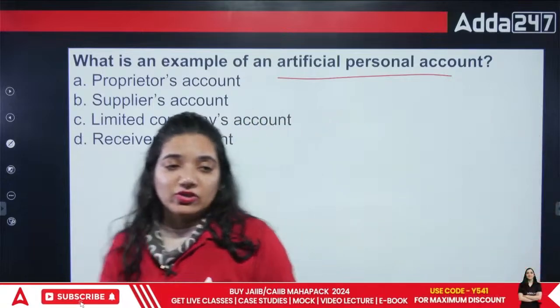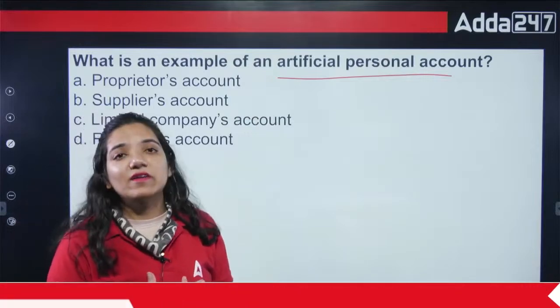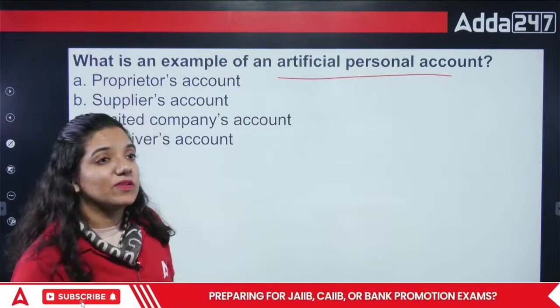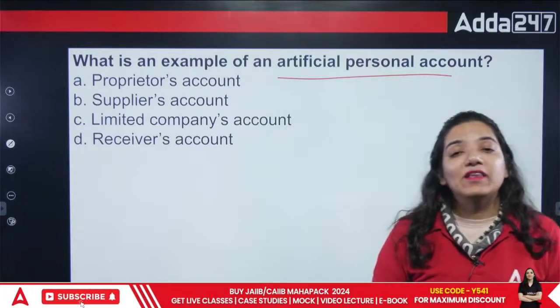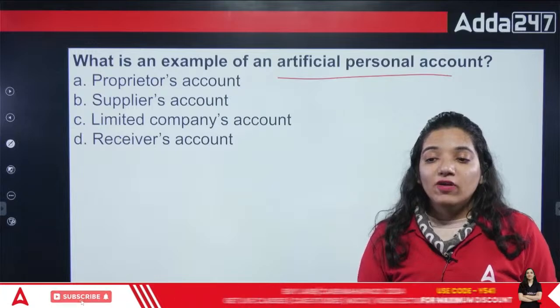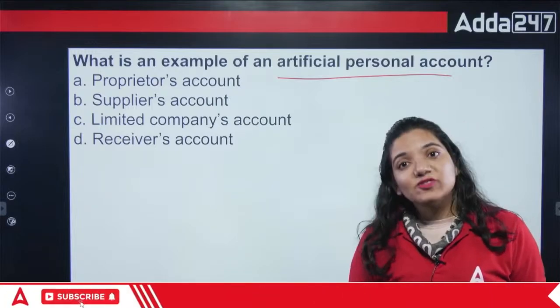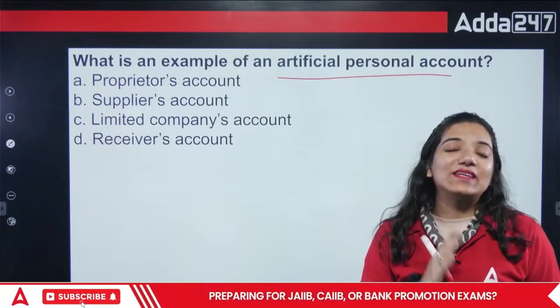Then what is artificial? In terms of artificial, what do we have? Artificial are companies, banking company, insurance company, limited company, partnerships, as well as LLP, limited liability partnerships. All these are basically persons only, but in the eyes of law, they do not exist in reality.